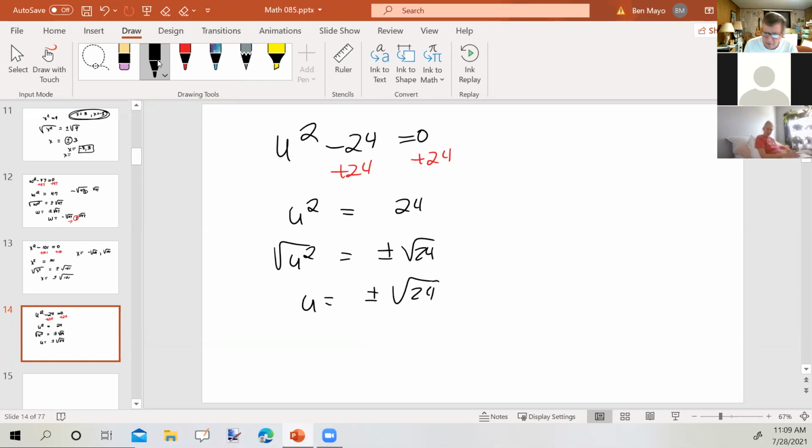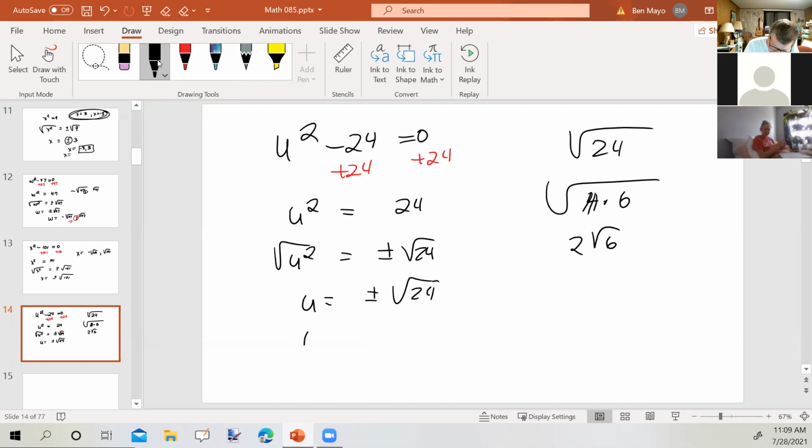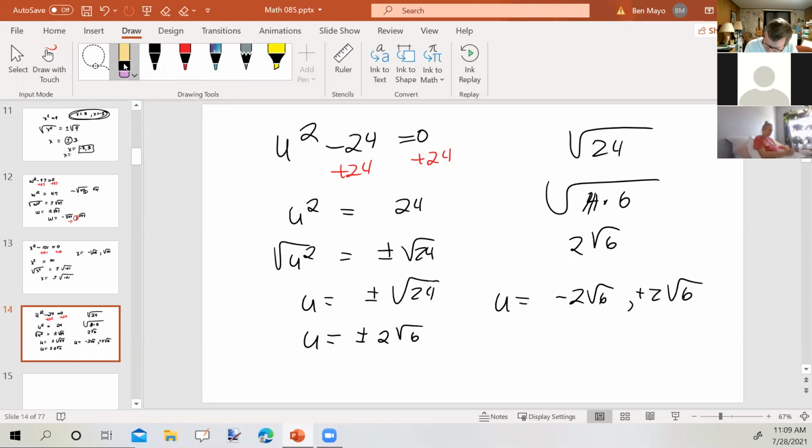Now, the square root of 24 can be simplified because 24 is 4 times 6, 4 being a perfect square. The square root of 4 is a 2 on the outside. So u equals plus or minus 2 square roots of 6. So u equals negative 2 square roots of 6, comma, 2 square roots of 6. And you don't have to put the plus sign in front of the positive one, okay? Any questions about that example?